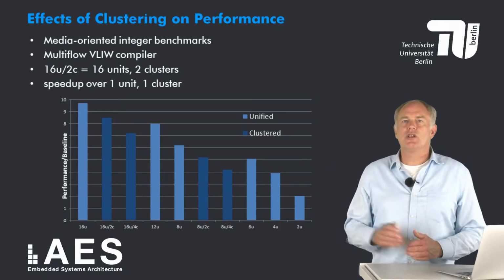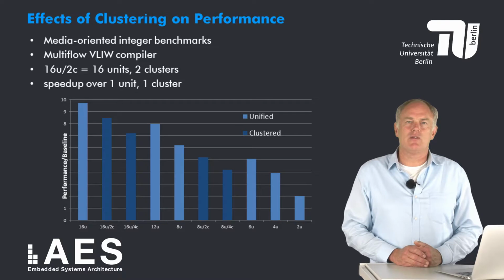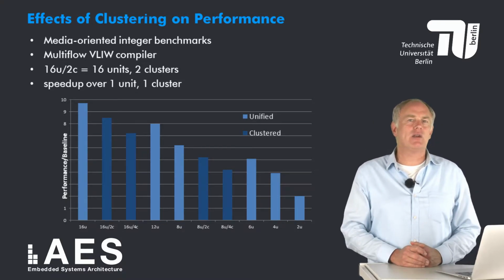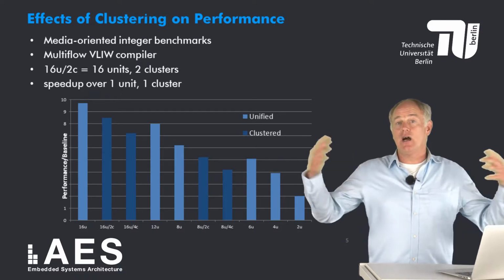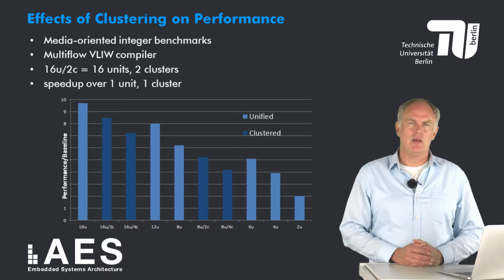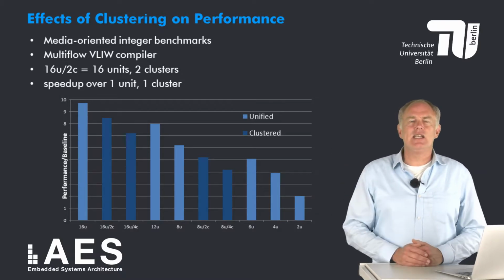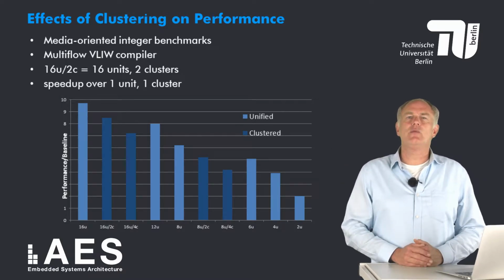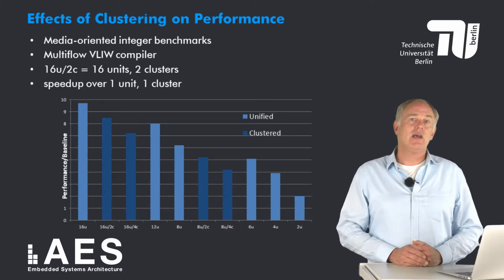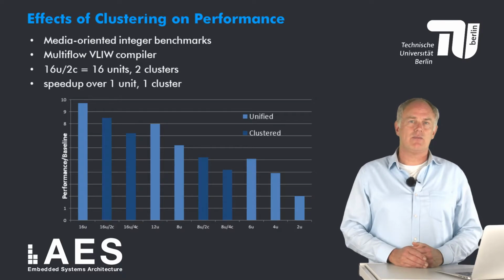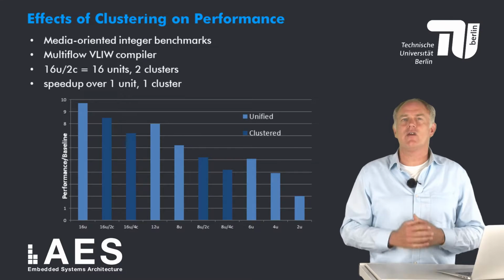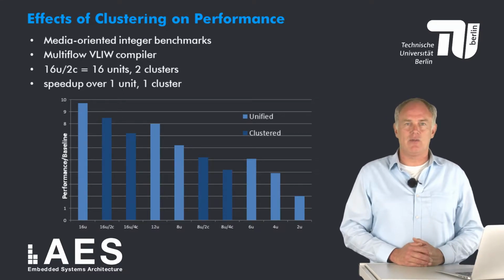The blue bars show the unified solutions when there is only a single cluster, and we ignore the impact on the cycle time that a large register file with many read and write ports has. So if we divide the 16 units into 2 clusters, then we see that instead of achieving an ILP of 9.8, we achieve 8.6. If we divide 8 units into 2 or 4 clusters, a similar performance decrease is observed.